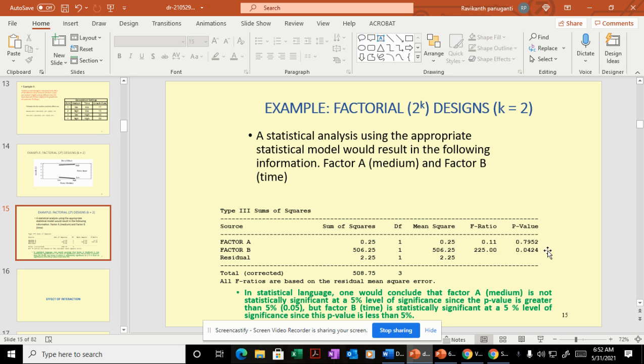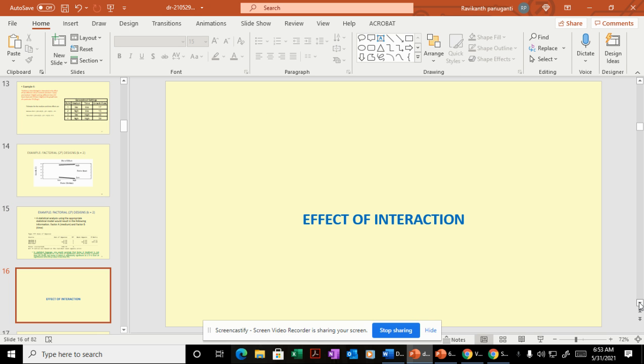That means the probability of making an error is very high. For example, if you see factor B, the probability is less than 5%. That means the obtained results are clearly because of factor B. It is not because of chance. If the chance is very high, obviously the error rate will be very high. So here we can tell that factor B has a very significant effect.